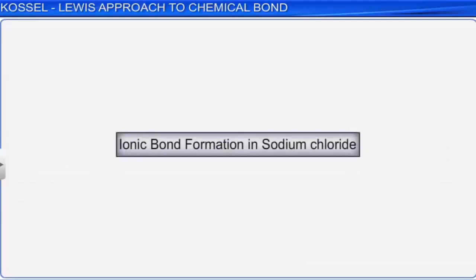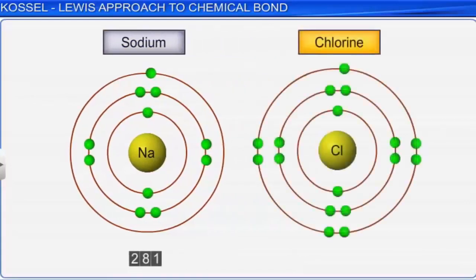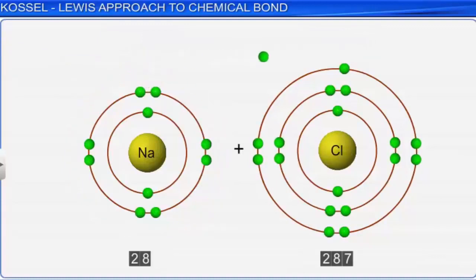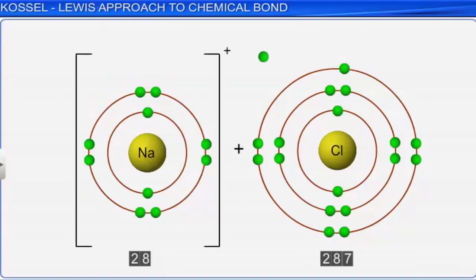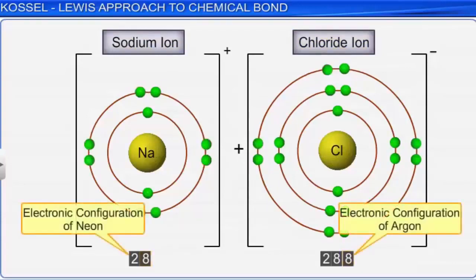On the basis of these facts, let's explain the formation of sodium chloride. The electronic configuration of sodium is 2, 8, 1, whereas the electronic configuration of chlorine is 2, 8, 7. When both sodium and chlorine combine together, sodium loses its one valence electron and forms a positive ion, that is, sodium ion, whereas chlorine gains the one electron lost by sodium and forms the negative ion, that is, chloride ion. The sodium ion and the chloride ion attain the octet configuration of neon and argon respectively.